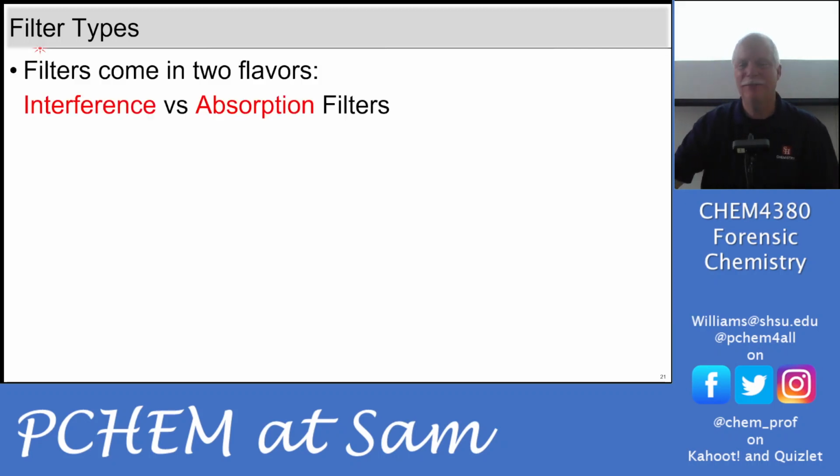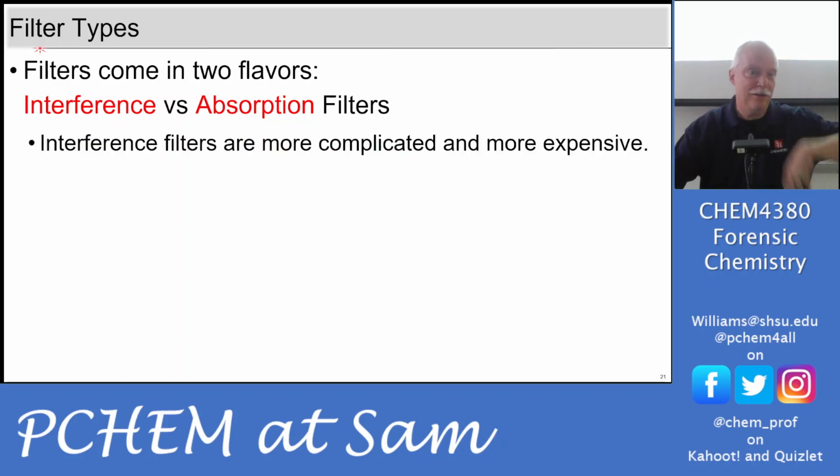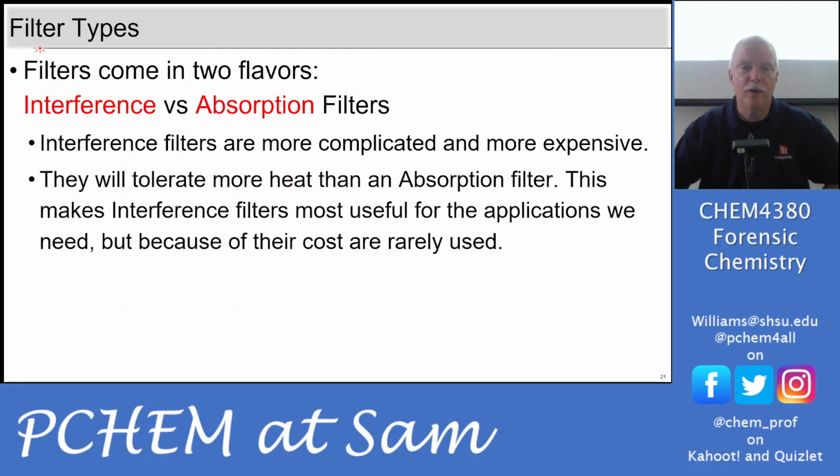Okay. So let's look at the different filter types. We have absorption filters, which I was talking about. But we also have these type of interference filters, which are really made for the laser wavelengths. So interference filters are more complicated and obviously more expensive, but you really need them if you're going to be using a laser light source. They tolerate more heat than an absorption filter, so they're really useful. But because of their cost, they're probably part of a larger package.